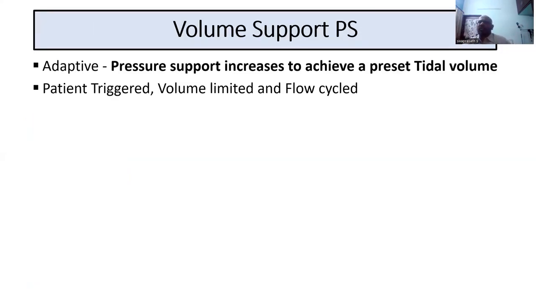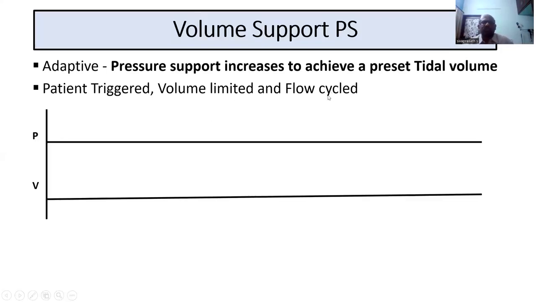So, the next advanced mode is called volume support. It is an adaptive mode where the pressure support increases to achieve a preset volume. In the previous mode, the target was a minute ventilation. Here, it's a tidal volume. Like how in PRVC you set a tidal volume in a pressure control, here in pressure support you set a tidal volume. The descriptive parameters: it's pressure triggered, volume limited, and because it is a spontaneous mode, it's flow cycled ventilation.